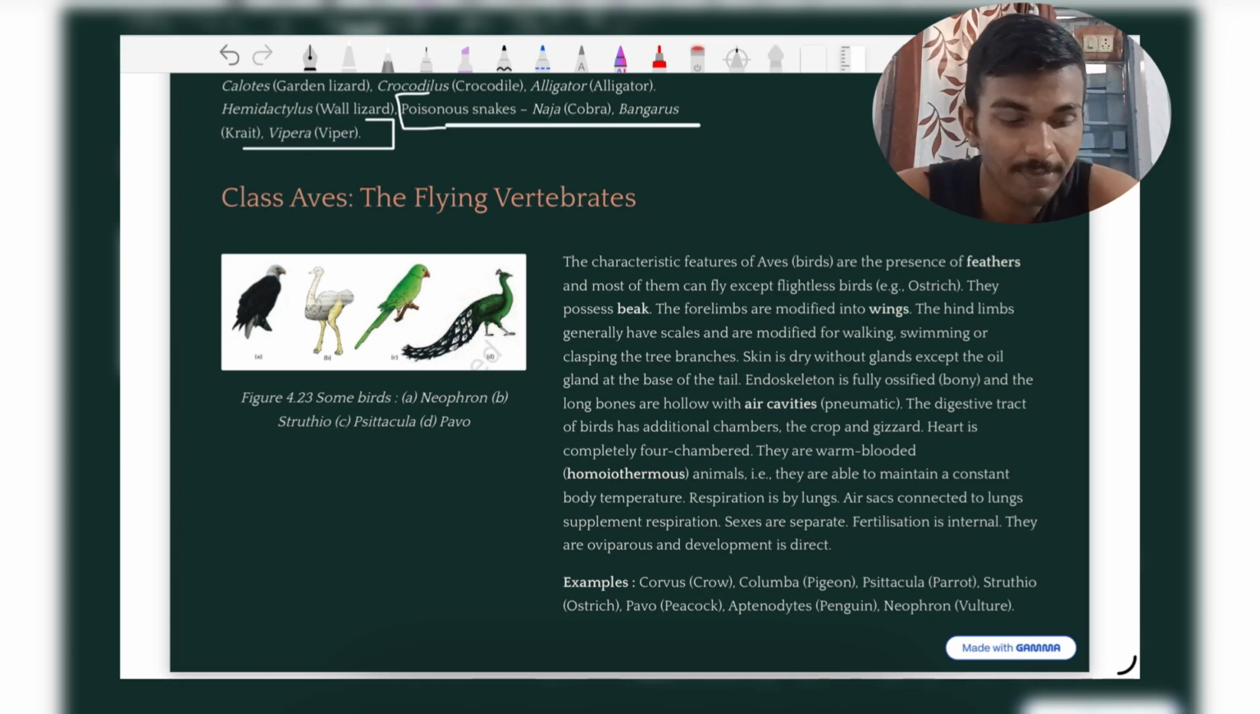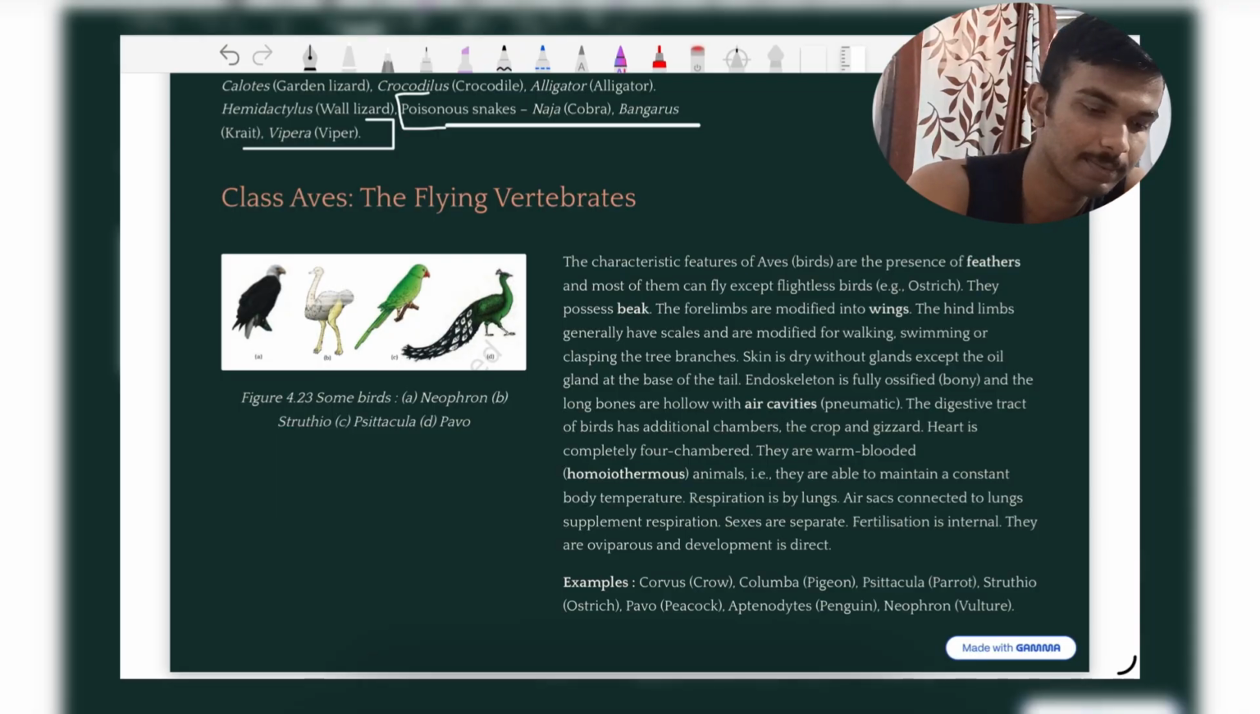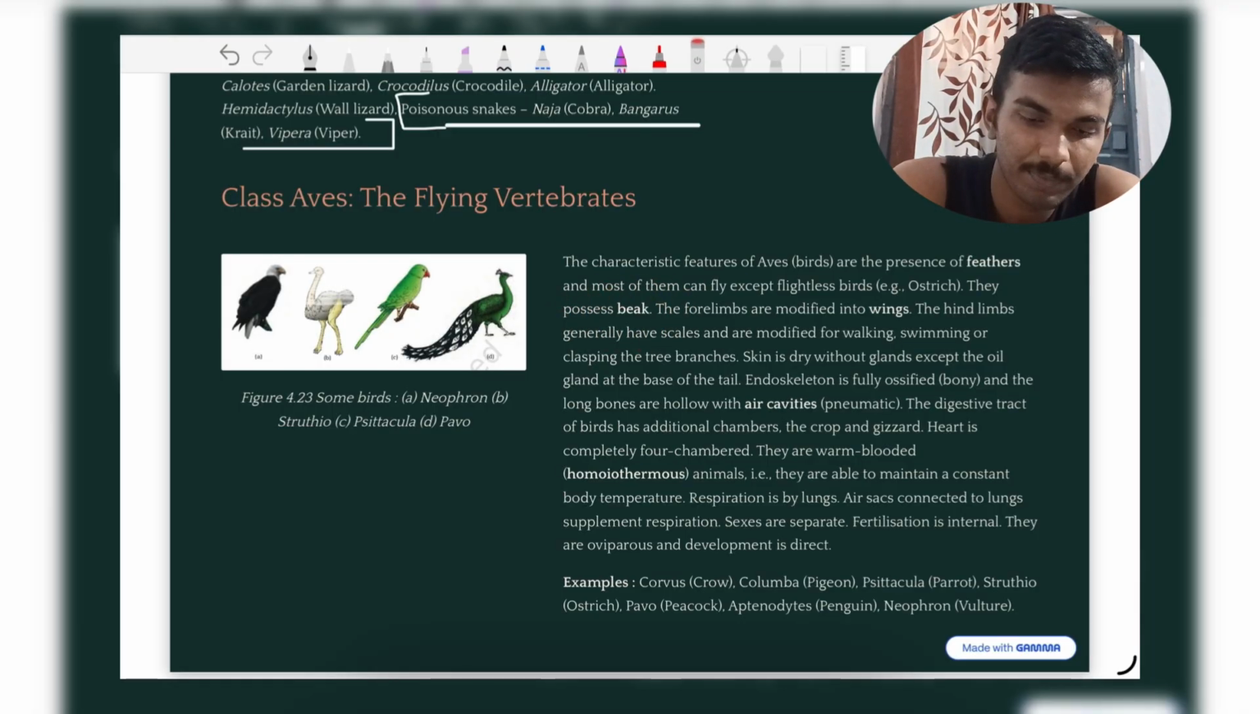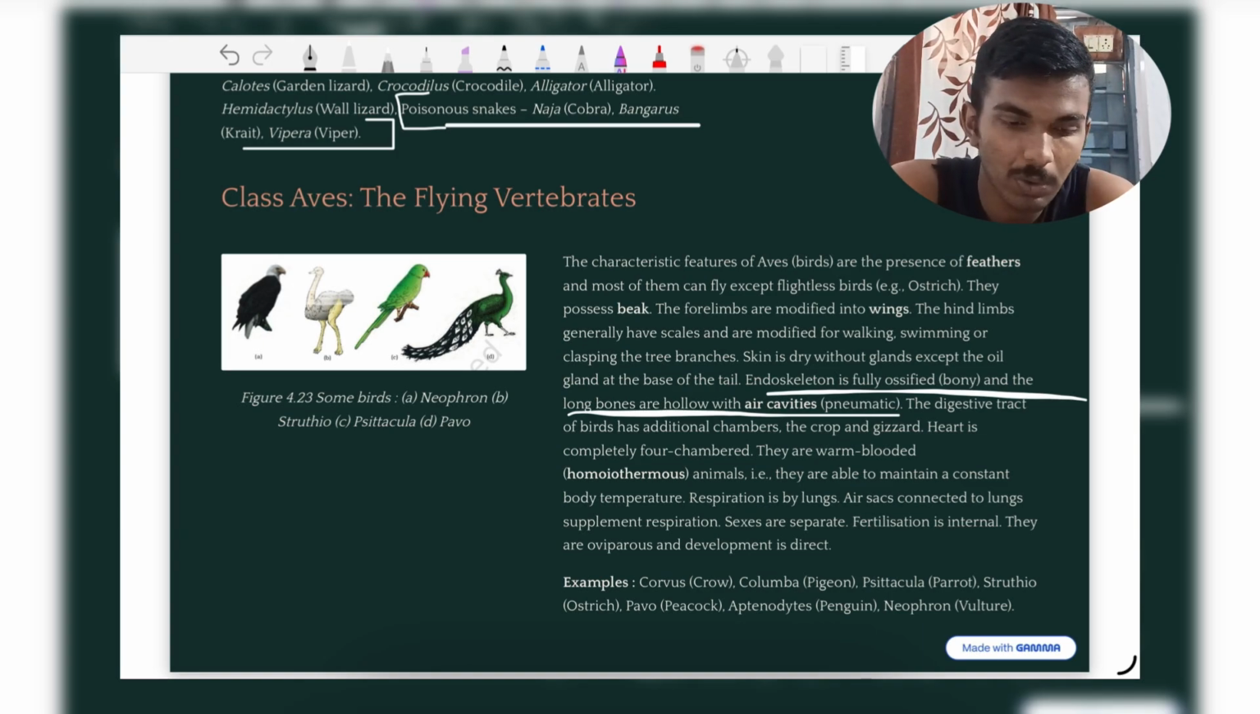Class Aves, the flying vertebrates. Some birds: Neophron, Struthio, Psittacula. They possess a beak. Class Aves, the birds, possess beaks. Their unique characteristic is feathers. They have forelimbs modified into wings. They have air cavities in their long bones. This is also their unique characteristic. The endoskeleton is fully ossified and the long bones are hollow.